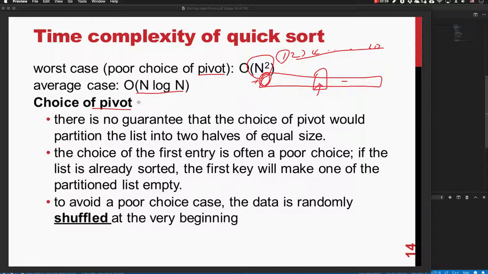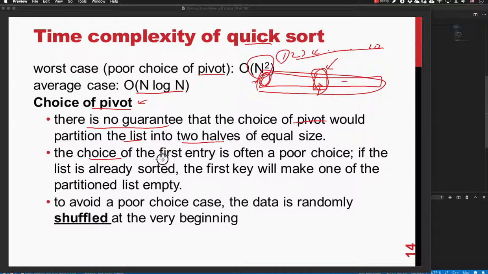So the choice of a pivot is very important, but unless we have sorted data, it's impossible to find the exact middle. If we have already sorted it out, then we don't have any need for sorting at all. So it's a contradicting idea. So finding something in the middle very quickly without sorting is an important thing. There is no guarantee that the choice of the pivot would partition the list exactly into two halves, unless you sort it out.